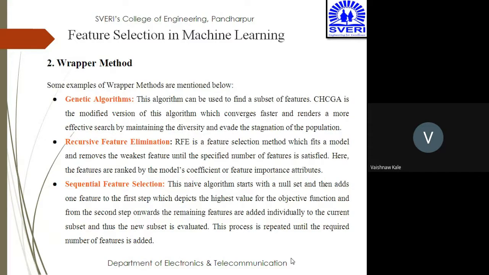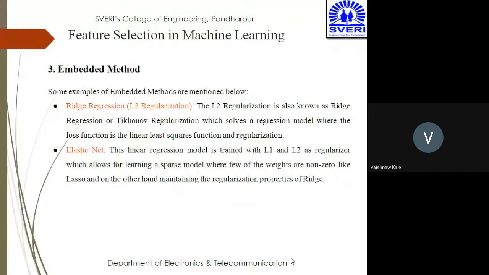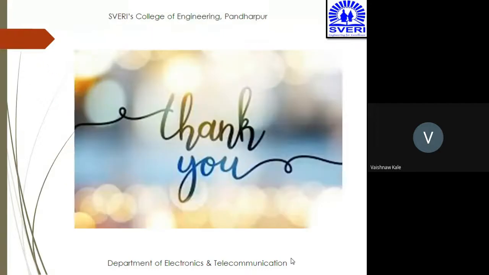Some examples of wrapper methods are genetic algorithms, recursive feature elimination, and sequential feature selection. Then the embedded method is a combination of the first two methods, wrapper and filter, to improve efficiency compared to both previous methods. The combination of the two helps you get the features which will give the utmost accuracy of the model. Some examples of embedded methods are L1 regularization techniques such as lasso, then ridge regression, that is L2 regularization, then the elastic net.